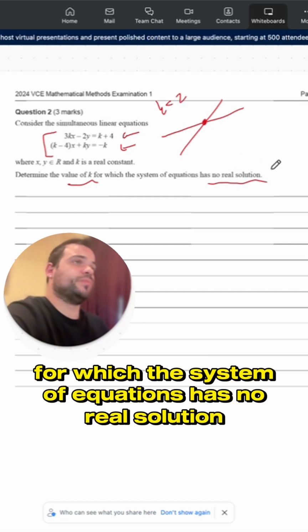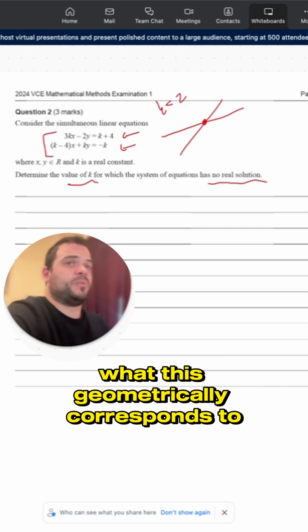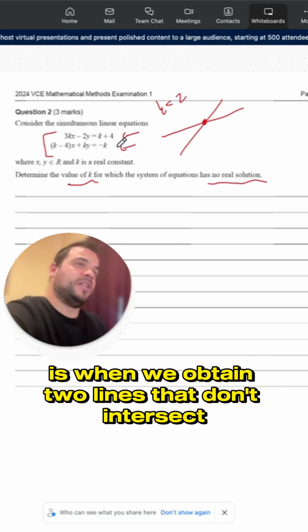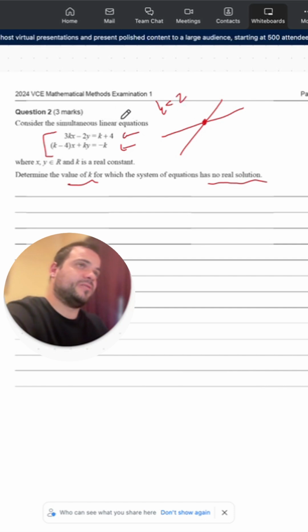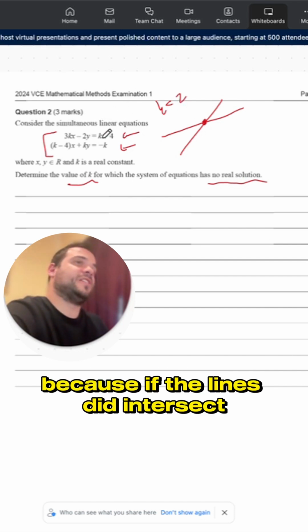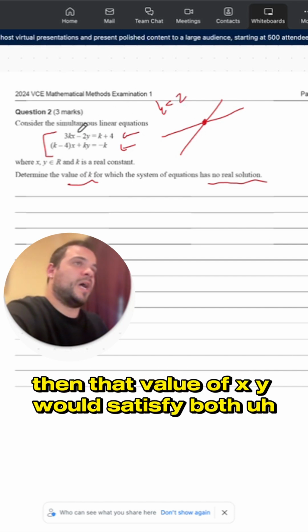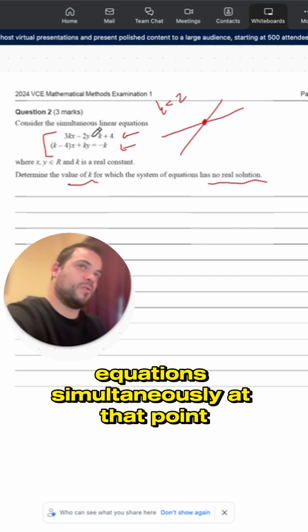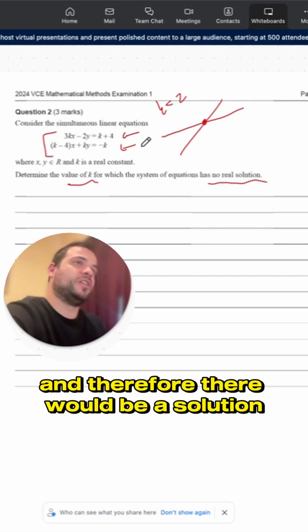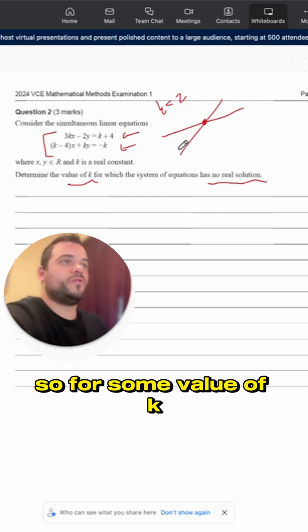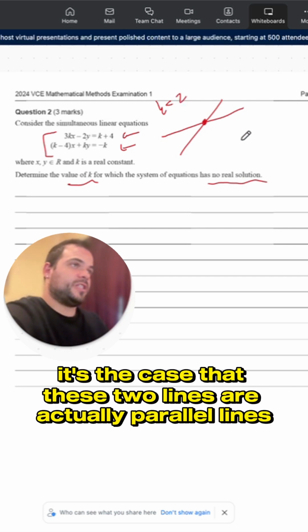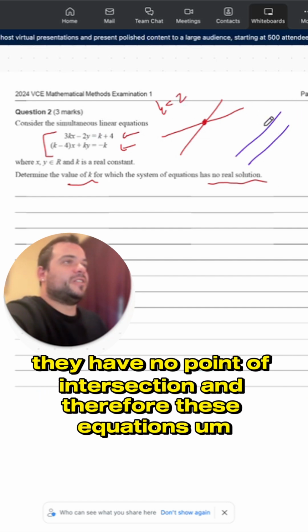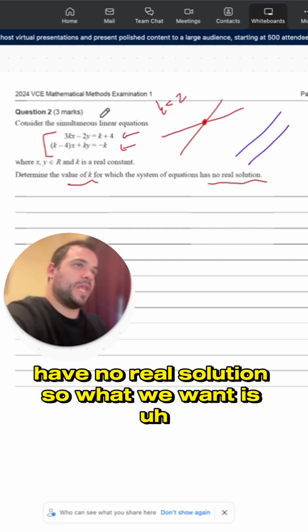And what this question implies is that there's a specific value of k for which the system of equations has no real solution. What this geometrically corresponds to is when we obtain two lines that don't intersect. Because if the lines did intersect, then that value of x, y would satisfy both equations simultaneously at that point, and therefore there would be a solution. So for some value of k, it's the case that these two lines are actually parallel lines. Since they're parallel, they have no point of intersection, and therefore these equations have no real solution.